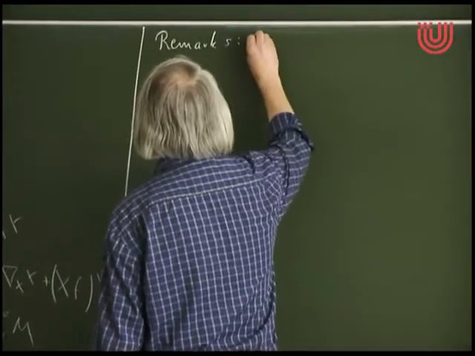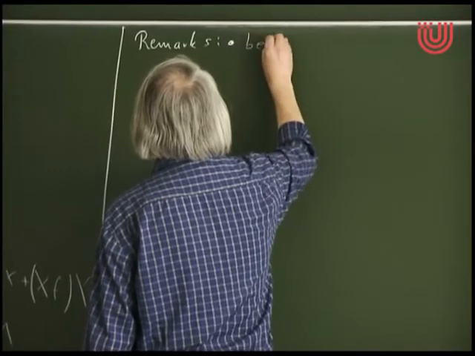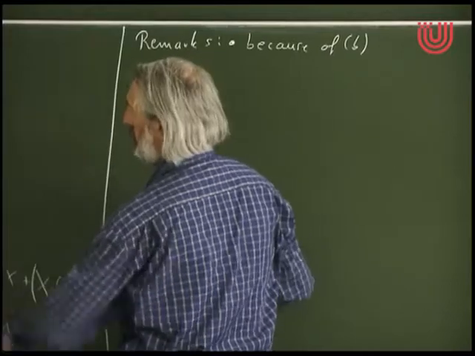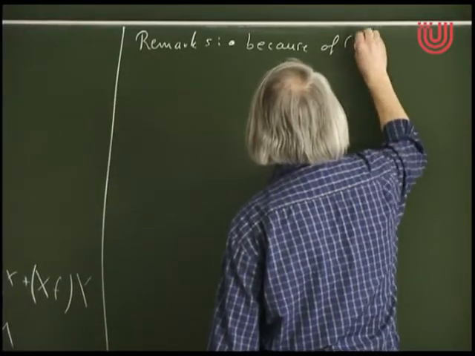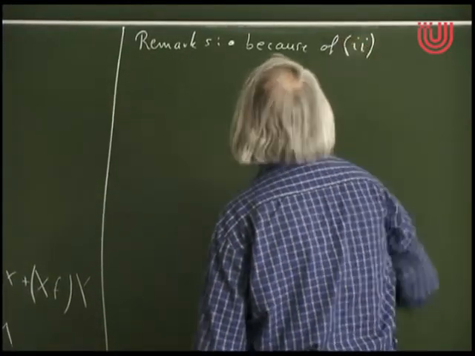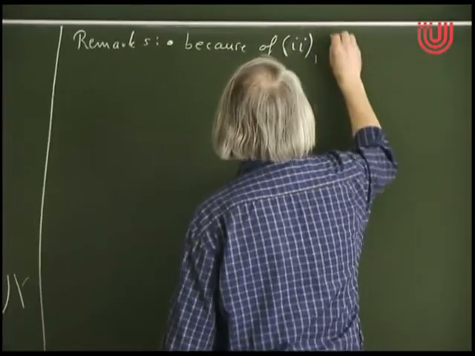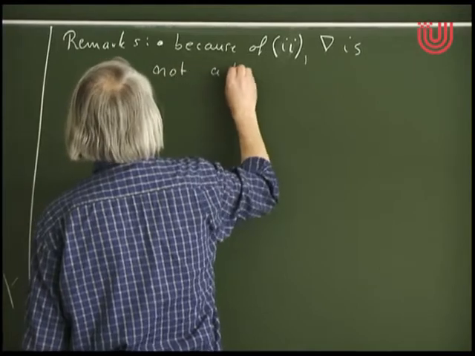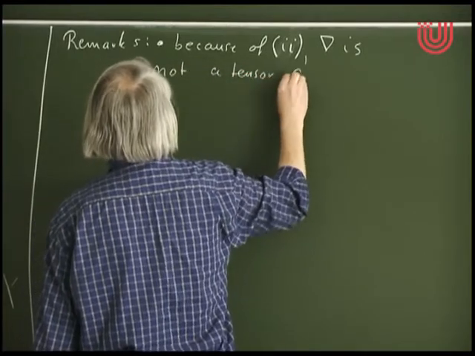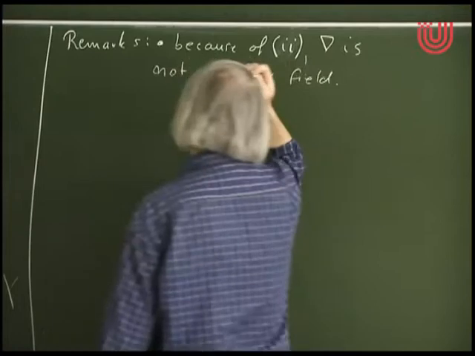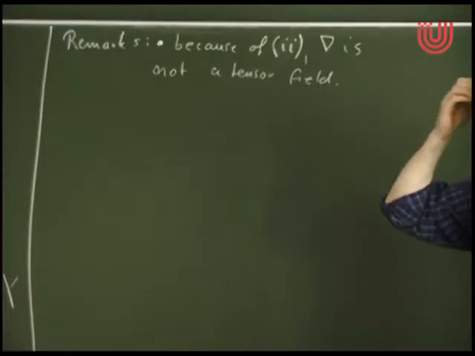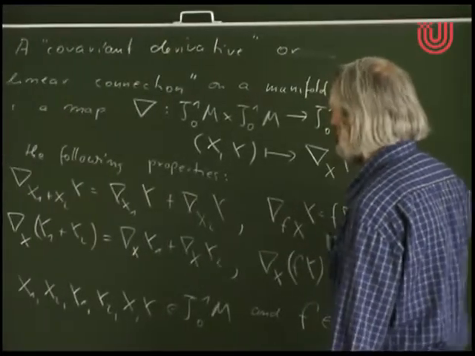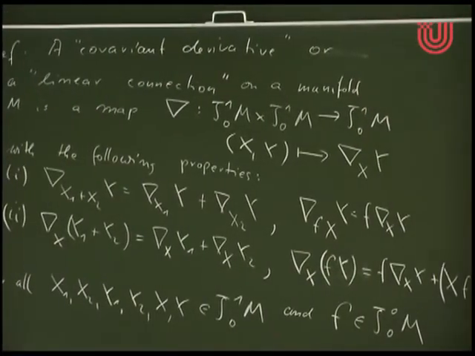So the first remark is, because of the second property, I wrote Latin 2, because of 2, del is not a tensor field. And the second remark, well, I said it's an extra structure. One has to prescribe such an extra structure if one wants to differentiate tensor fields.